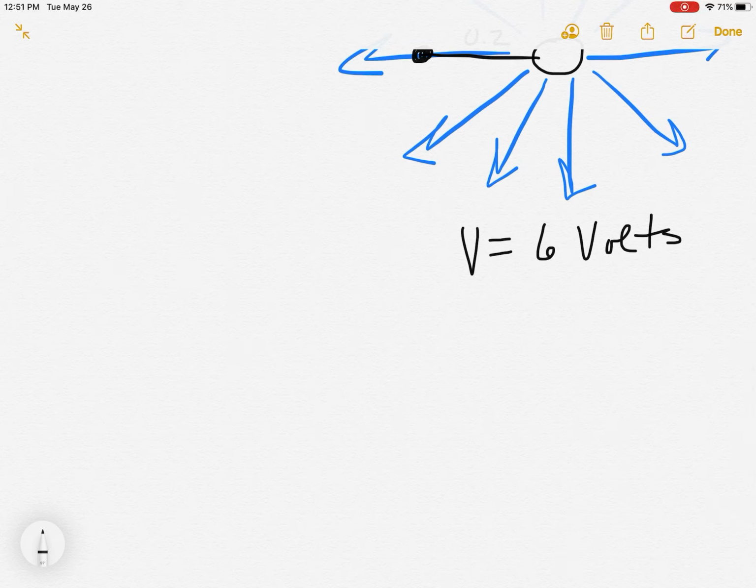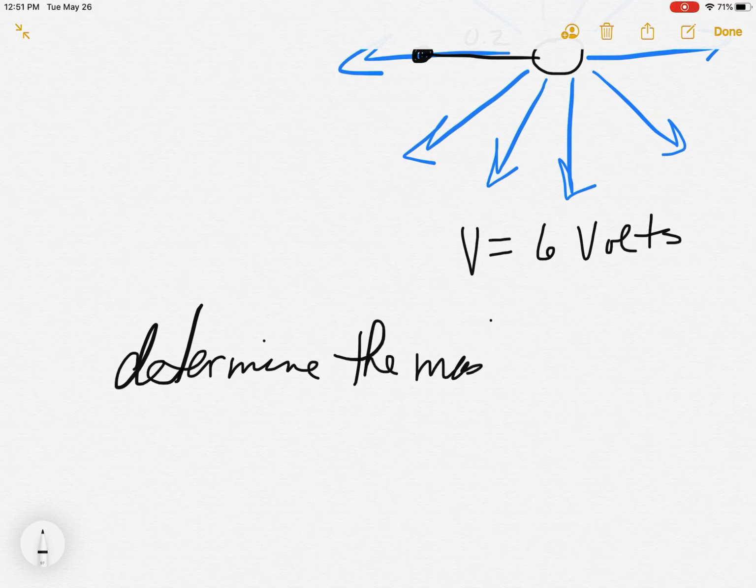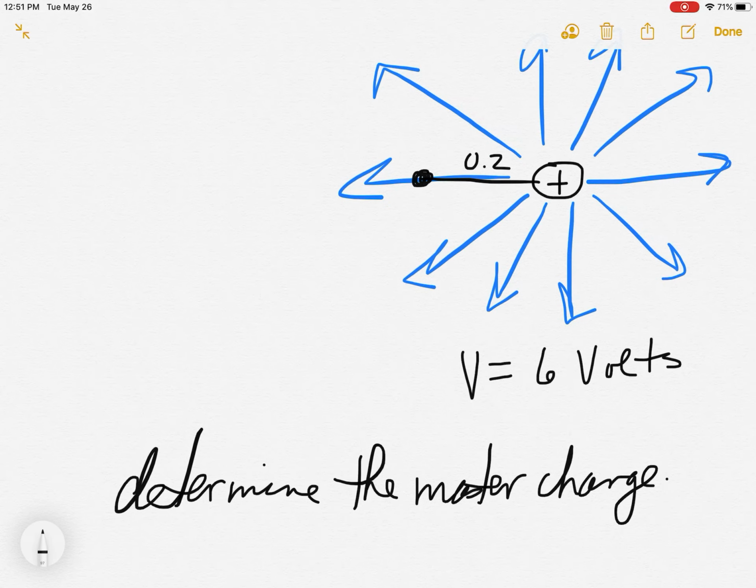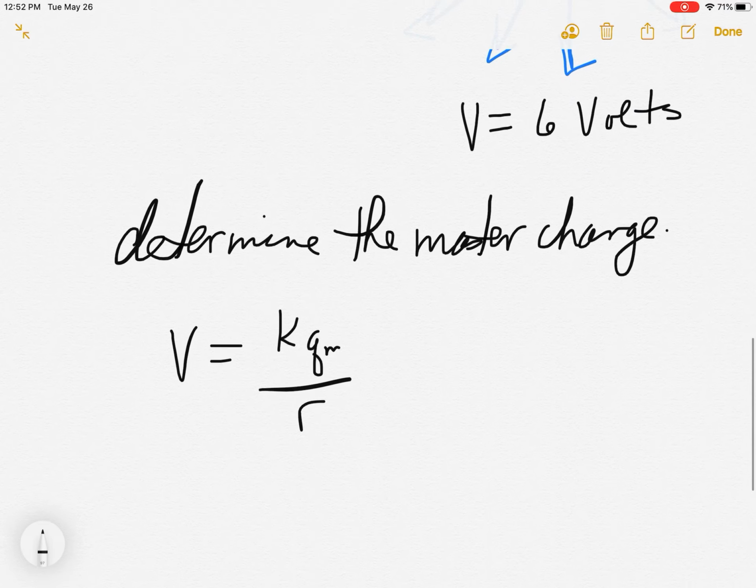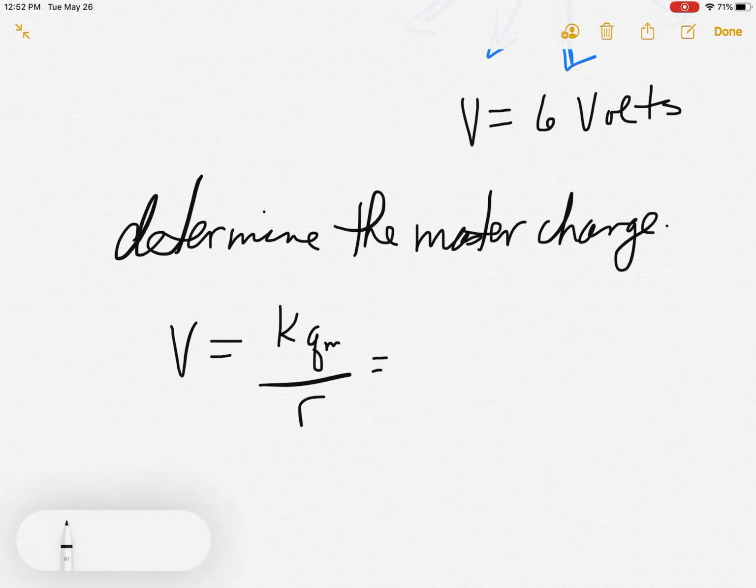All right. So now I might say, well, determine the master charge. What is it? What is the charge here? We know it's positive, but how many coulombs must it be? Well, we can go back to our voltage equation, right? And remember that voltage a certain distance away from a point charge would be V equals kQ, the master charge, over r.